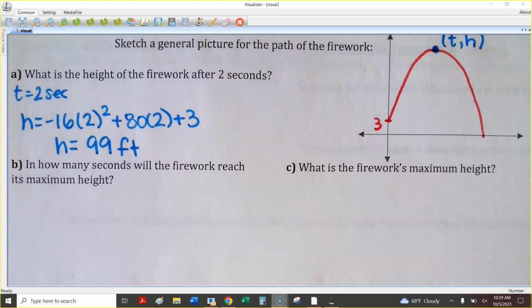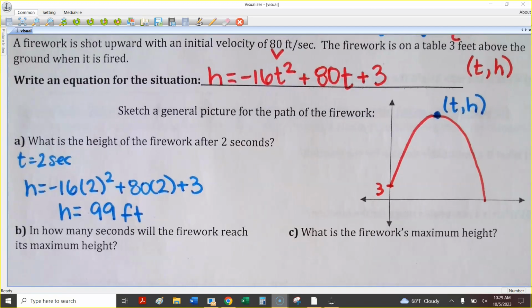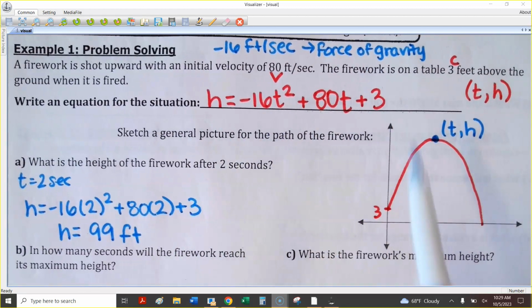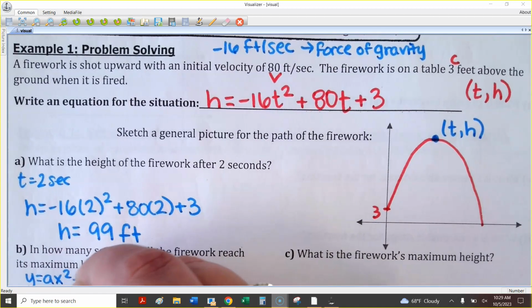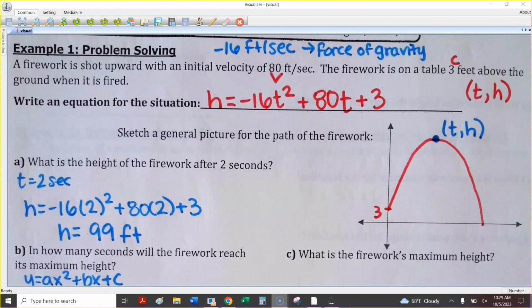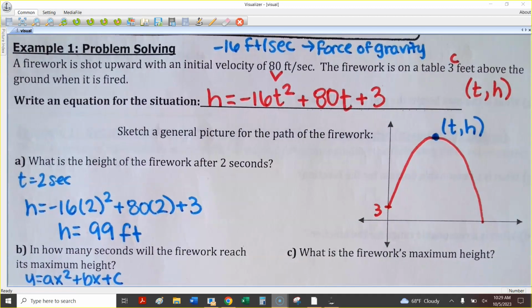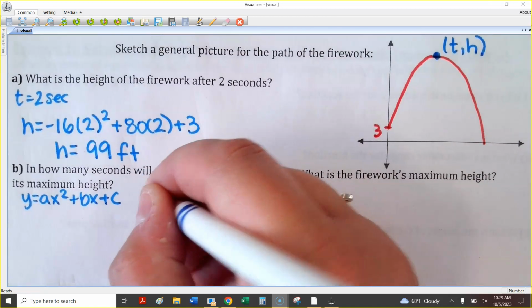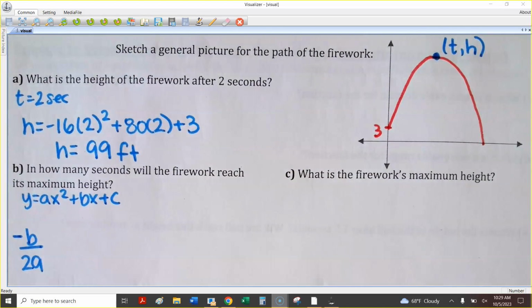So, let's see. How many seconds will the firework reach the maximum height? Let me pull this back down so you guys can see the formula again one more time. This is in standard form. If you remember, you cannot see the vertex in standard form. And this is laid out the same way, it's just got h and t instead of x and y. So to find a vertex from standard form, I'm just going to remind you guys the little formula: the x-coordinate of the vertex is negative b over 2a.